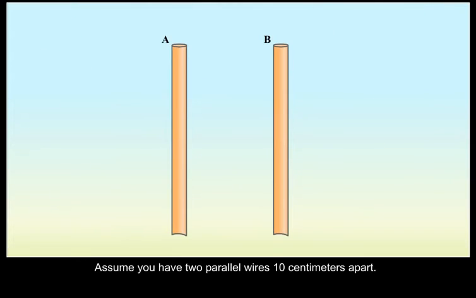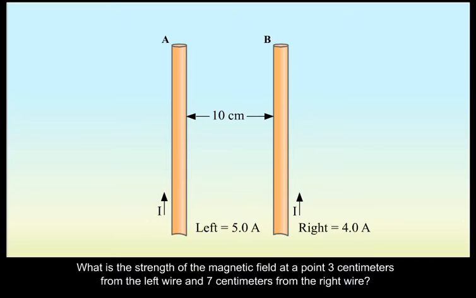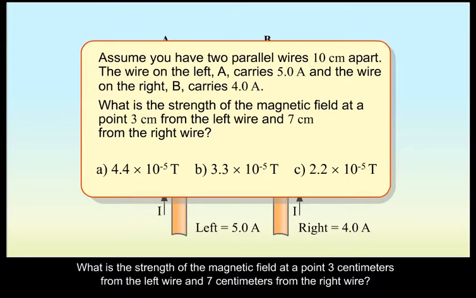Assume you have two parallel wires 10 centimeters apart. The wire on the left, A, carries 5.0 amperes, and the wire on the right, B, carries 4.0 amperes. What is the strength of the magnetic field at a point 3 centimeters from the left wire and 7 centimeters from the right wire? Correct.